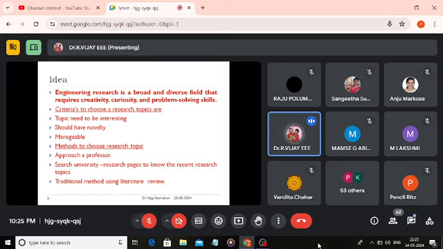Whatever ISRO is doing, since they have a very big fund, anything may be possible for them. But managing is very difficult for any self-financing colleges or any universities that we are representing. So managing things for our research is also an important factor to be considered.